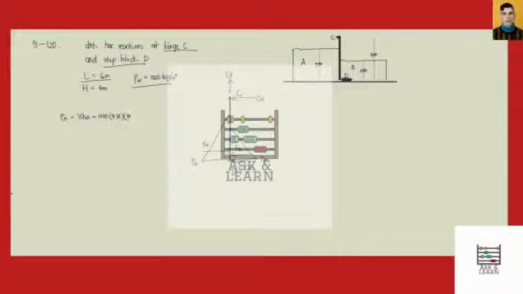times the rate of 200, which is 3 meters. So we have 29.43 kilopascal.